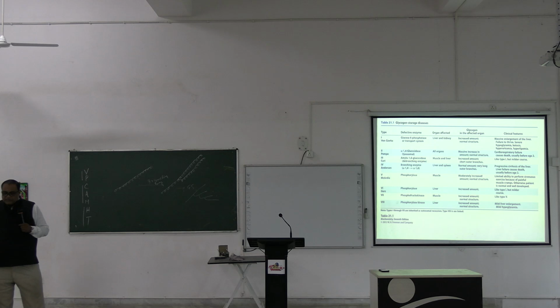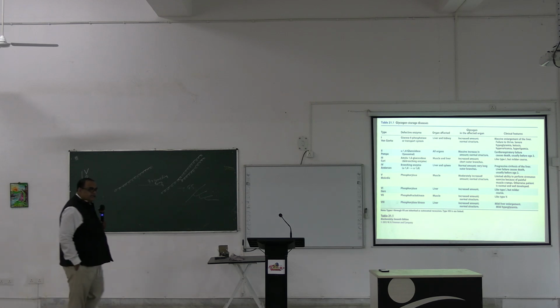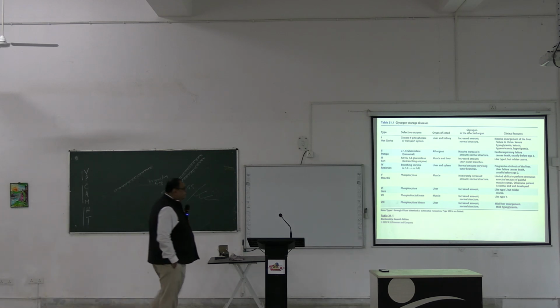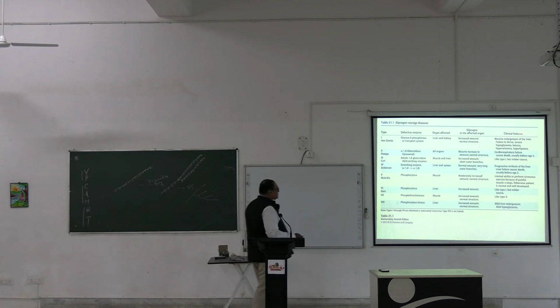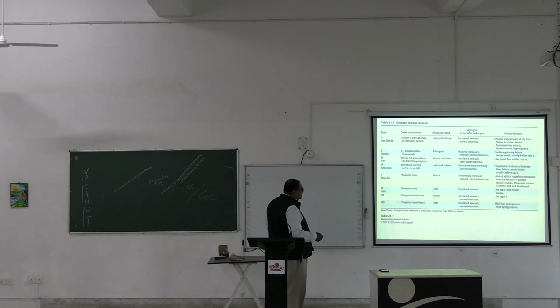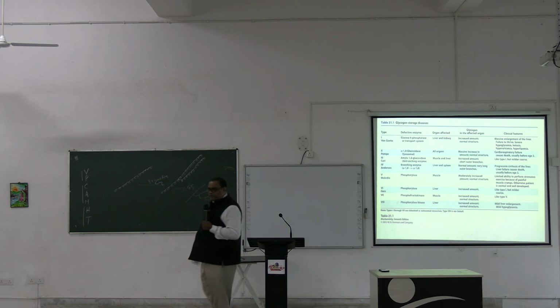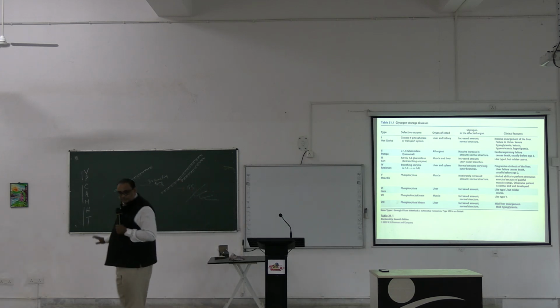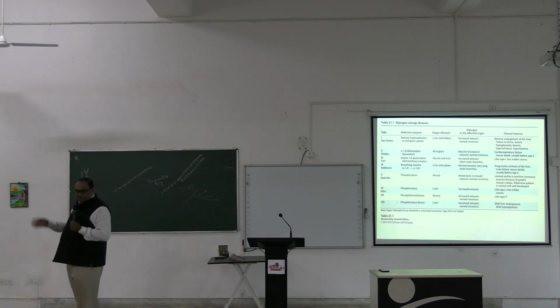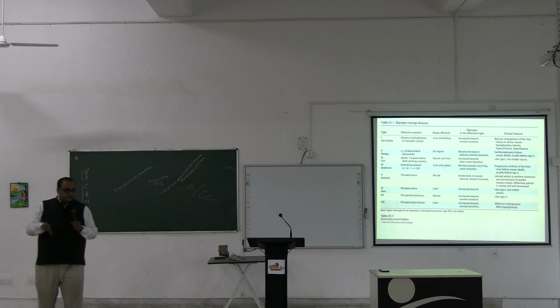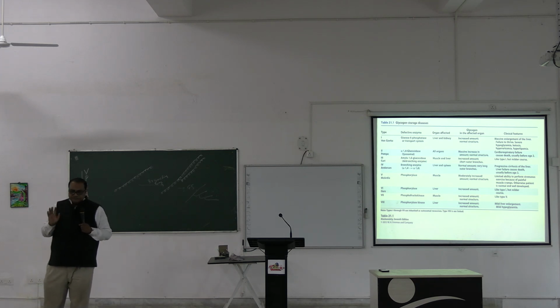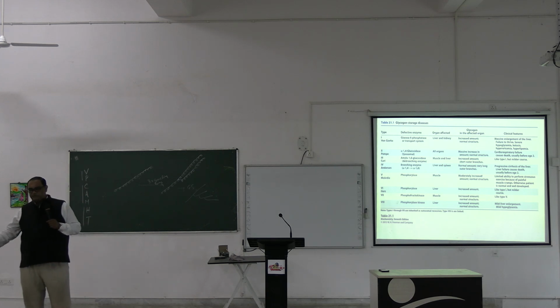What is here? Fatal, same as type 2, but there it was heart failure. So type 2 and type 4 are fatal. The rest are not. Type 2 dies before the age of 2 due to cardiac failure, congestive heart failure. Type 4 death is due to liver failure.